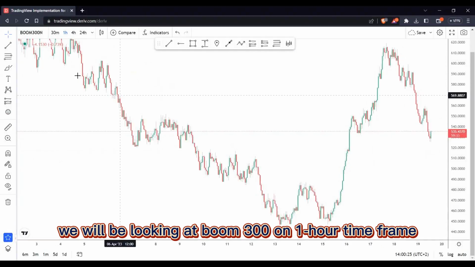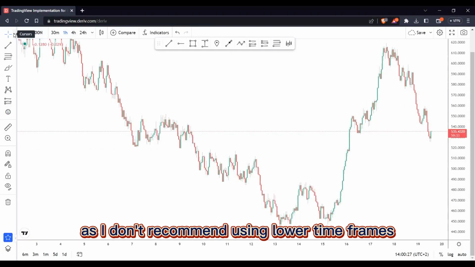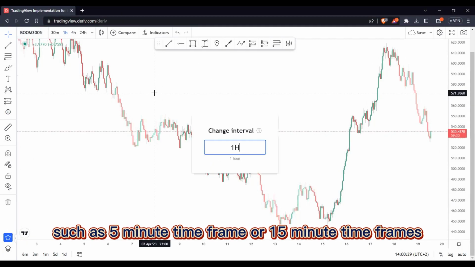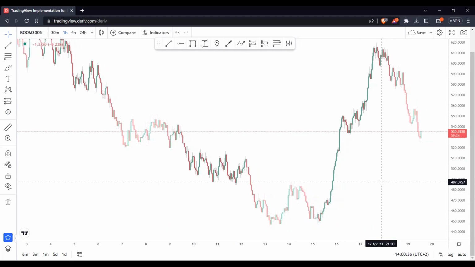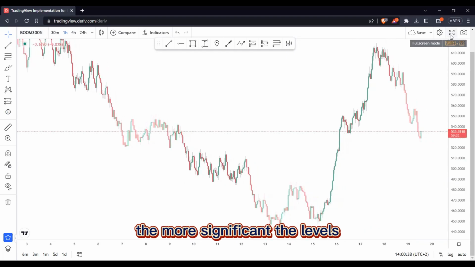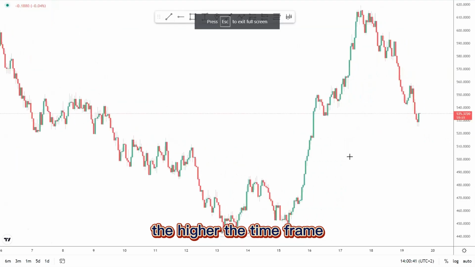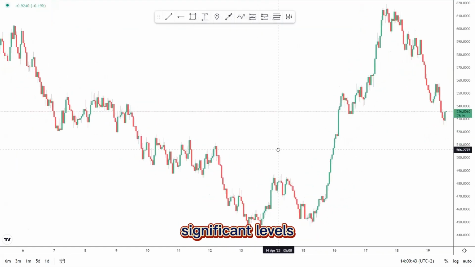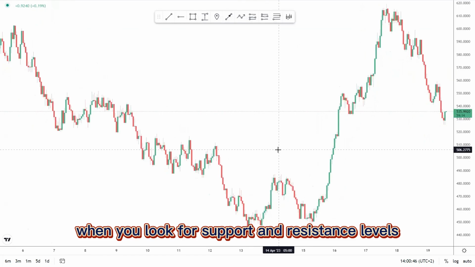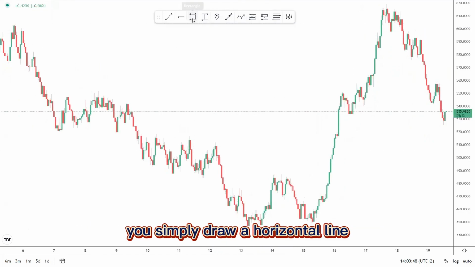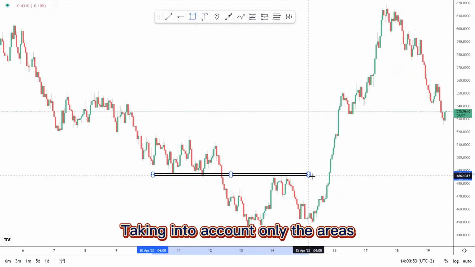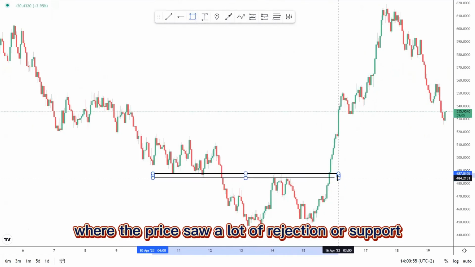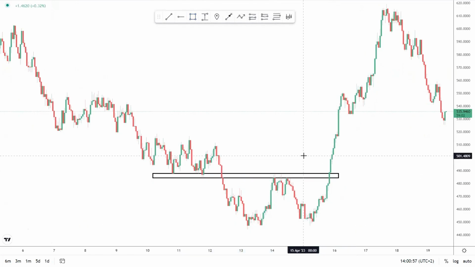We will be looking at Boom 300 on the 1 hour time frame, as I don't recommend using lower time frames such as the 5-minute or 15-minute time frames, because the levels of support and resistance on those charts are often weak. The concept is very simple. The higher the time frame, the more significant the levels. When you look for support and resistance levels, you simply draw a horizontal line across multiple intersecting points, taking into account only the areas where the price saw a lot of rejection or support, just like this.